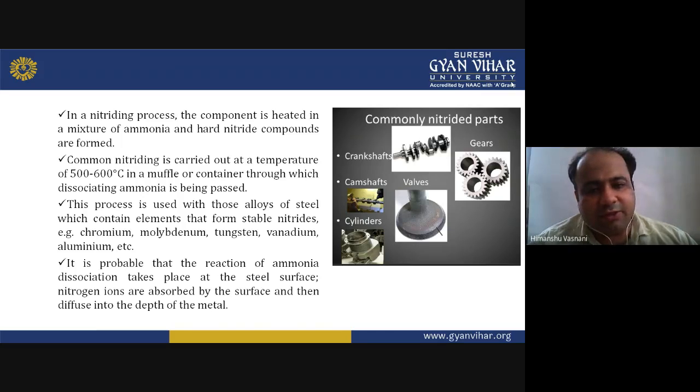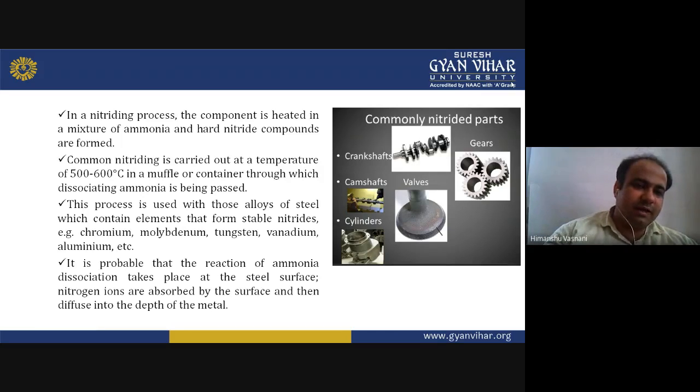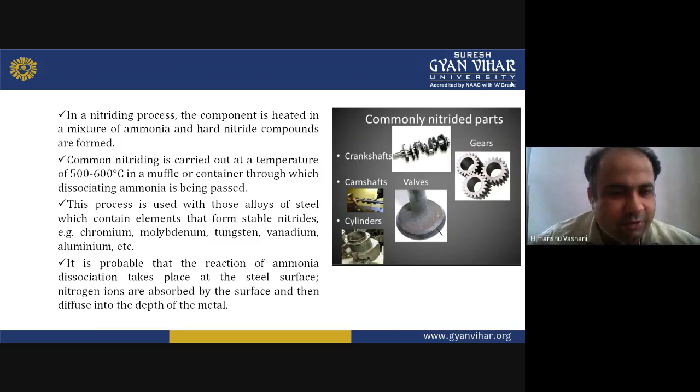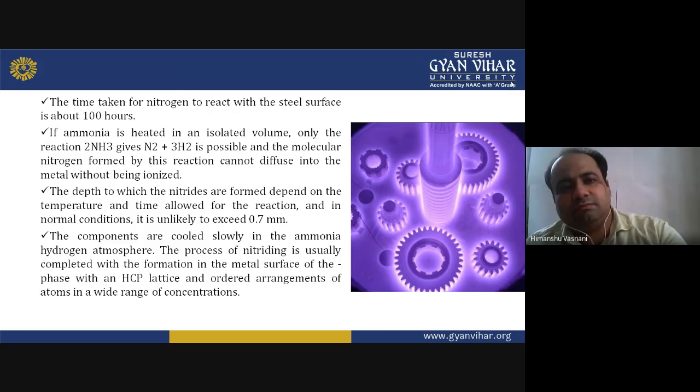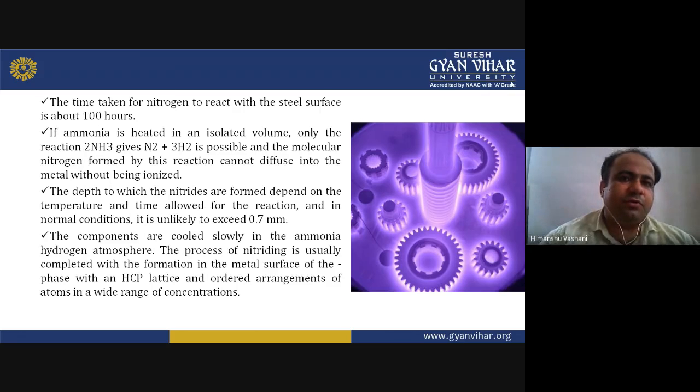It is probable that the reaction of ammonia dissociation takes place at the steel surface. Nitrogen ions are absorbed by the surface and then diffuse into the depth of the steel. The time taken for nitrogen to react with the steel surface is about 100 hours. The reaction is given as 2NH3 gives N2 plus 3H2. The molecular nitrogen formed by this reaction cannot diffuse into the metal without being ionized.